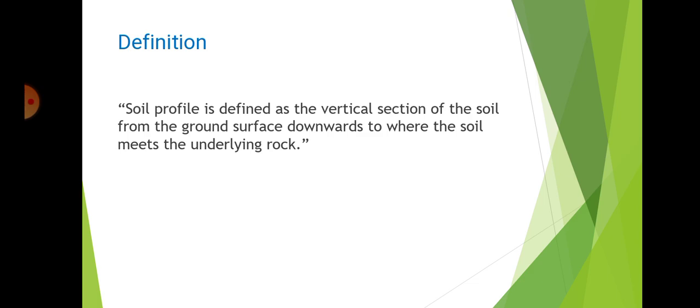If you see the definition, soil profile is defined as the vertical section of the soil from the ground surface downwards to where the soil meets the underlying rock.